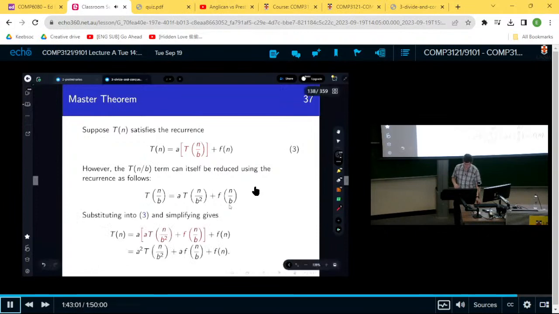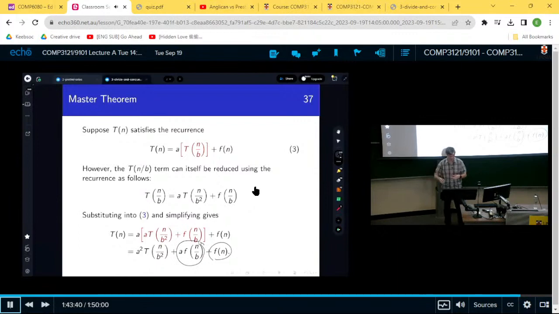And now we can plug this in. Then we get that T of n is a times whatever we had here, plus f of n. So if we multiply everything in here by a, we get a squared times T of n divided by b squared, plus a times f of n divided by b, plus f of n. So basically here we have the computation that occurs at the first level in our recursion tree. Here we're dealing with a instances, each of size n divided by b. So this is the amount of computation that goes on at the second level. And then this expresses what goes on below.